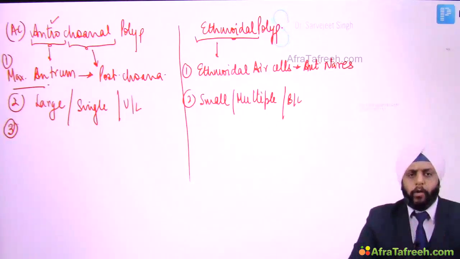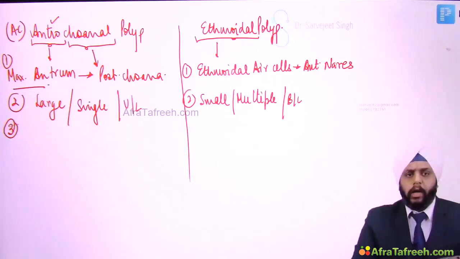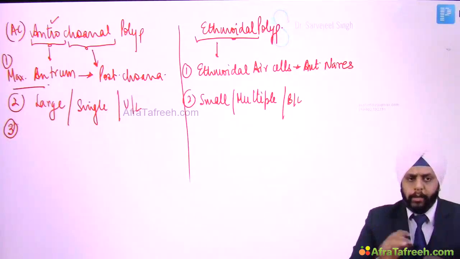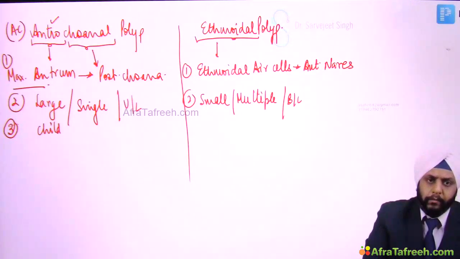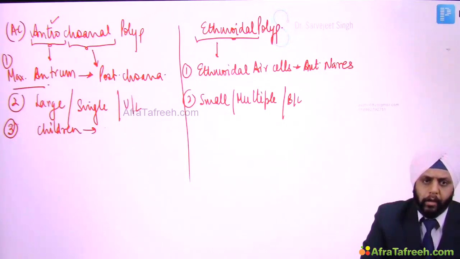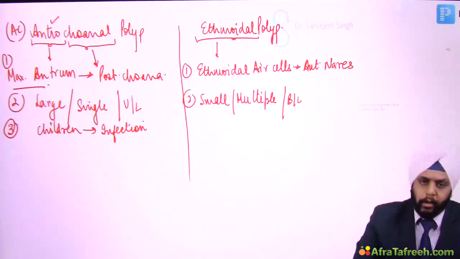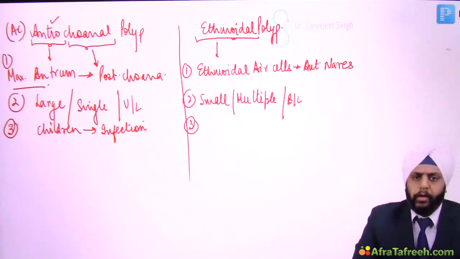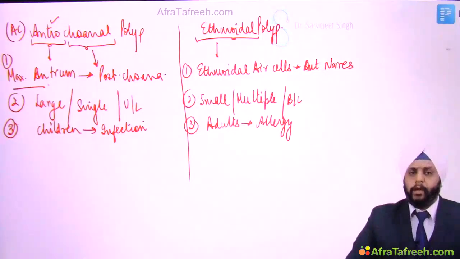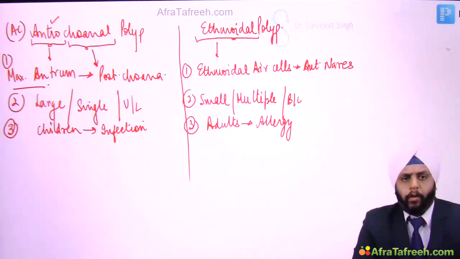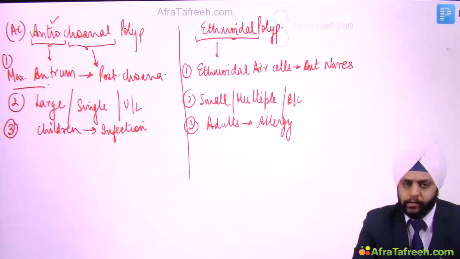Now, you see the enterochoanal polyp. This is a single, large, unilateral polyp. It is generally seen in children, and it is associated with infection. The ethmoidal polyps, on the other hand, are generally seen in adults and these are associated with allergy. So enterochoanal polyp or AC polyp is generally seen in children associated with infection, and ethmoidal polyps are generally seen in adults, associated with allergy.